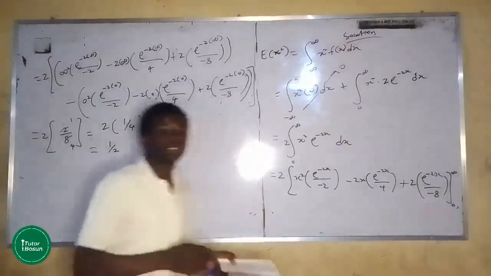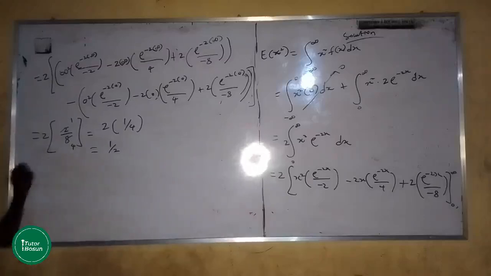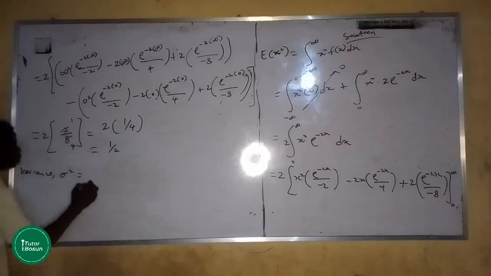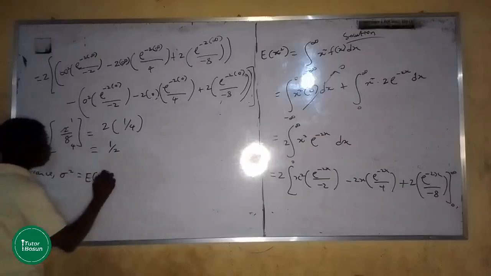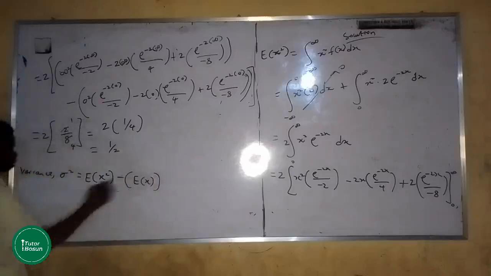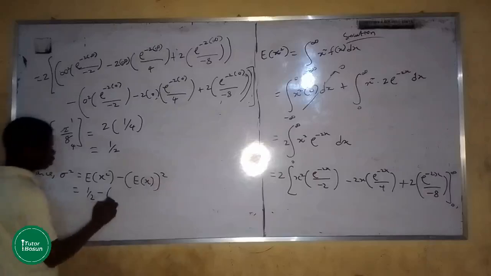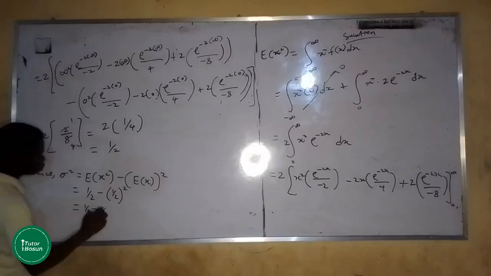The expected value of x squared also gives us 1 over 2. So let's say we are now asked to find the variance. Though we are not asked in this question, let's assume we are asked, so that we can understand the concept better. So we are asked to calculate the variance, which is sigma squared, and which is the expected value of x squared minus the square of the expected value of x. The expected value of x squared is 1 over 2, minus the square of the expected value of x, which is 1 over 2 squared, and this gives us 1 over 2 minus 1 over 4.